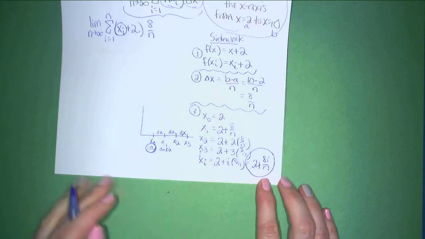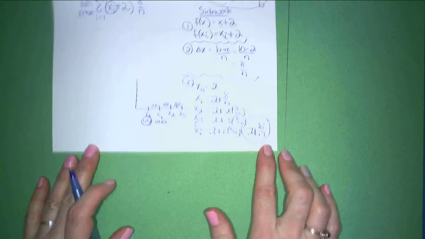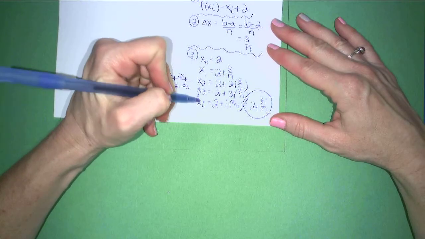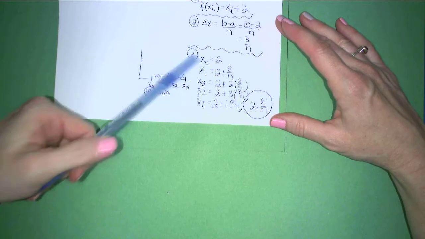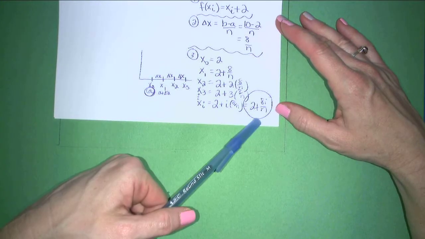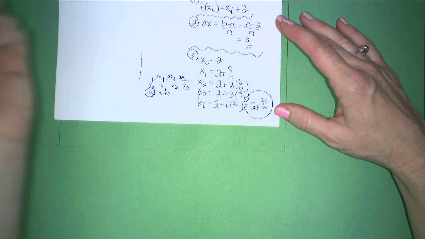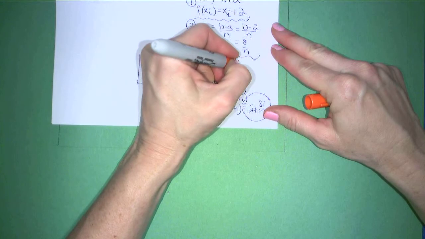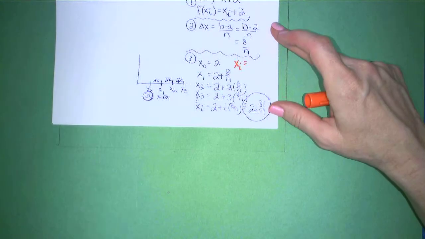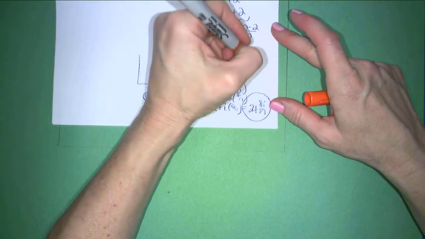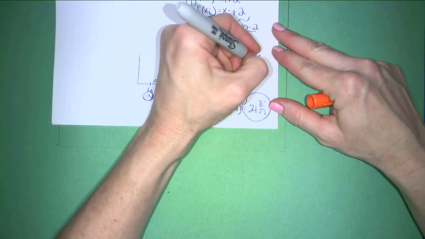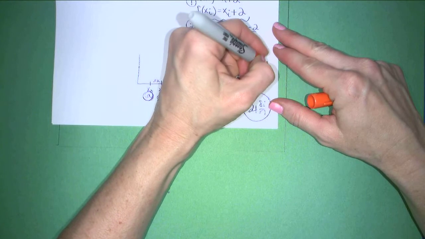Now, the formula. We can actually shorten this up so that we don't have to go through this every time. The formula to find x sub i for any given problem is simply this. Your x sub i, let's highlight this in orange, is just going to be your a value, or your starting point, plus i times your delta x. That's the formula.